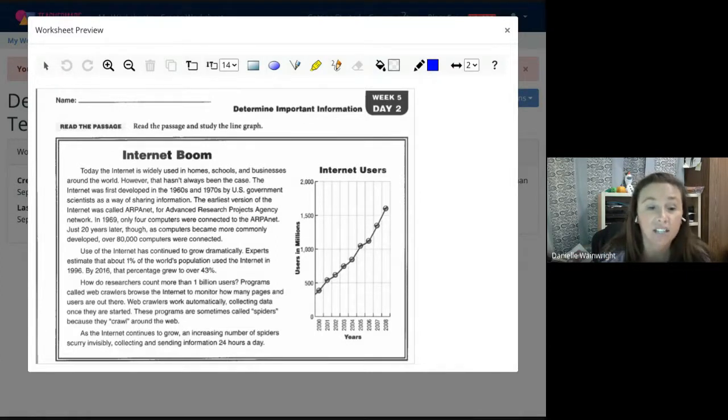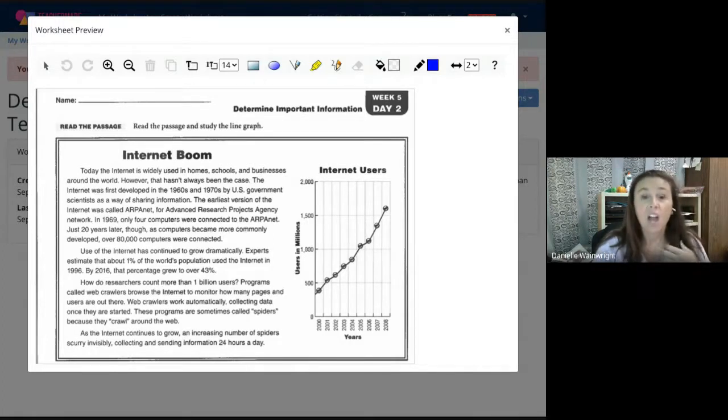Use of the internet has continued to grow dramatically. Experts estimate that about 1% of the world's population used the internet in 1996. By 2016, that percentage grew to over 43%. How do researchers count more than 1 billion users? Programs called web crawlers browse the internet to monitor how many pages and users are out there. Web crawlers work automatically, collecting data once they are started. These programs are sometimes called spiders because they crawl around the web. As the internet continues to grow, an increasing number of spiders scurry invisibly, collecting and sending information 24 hours a day.